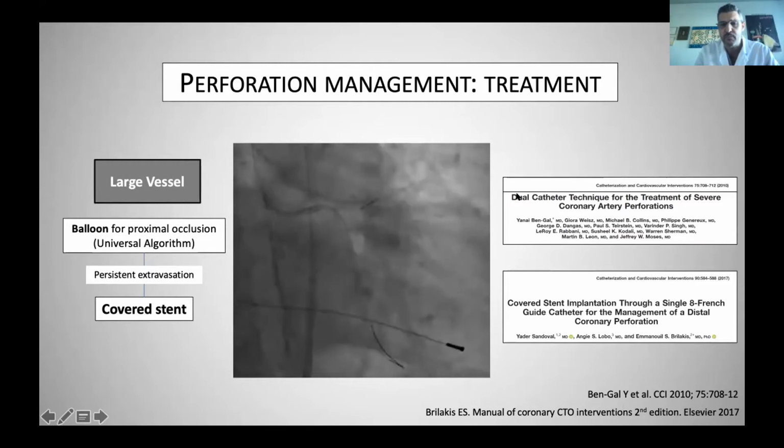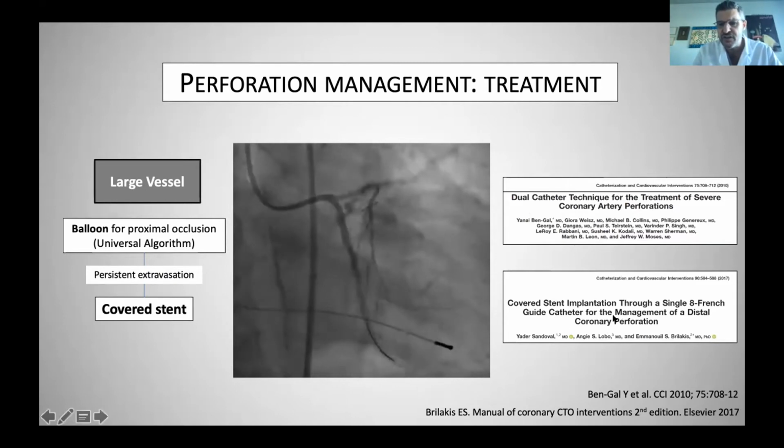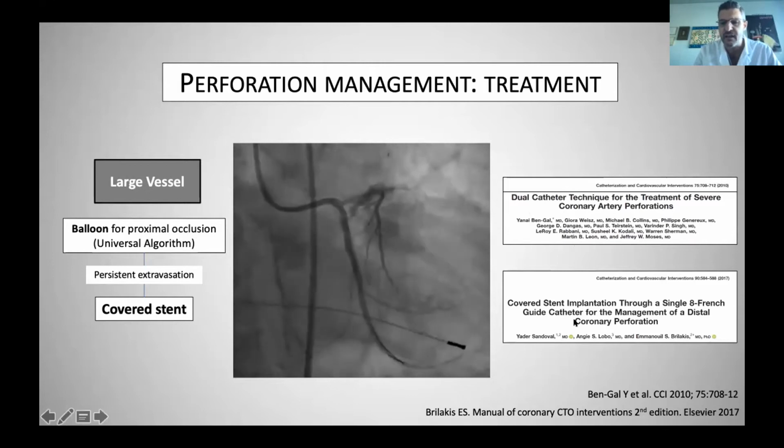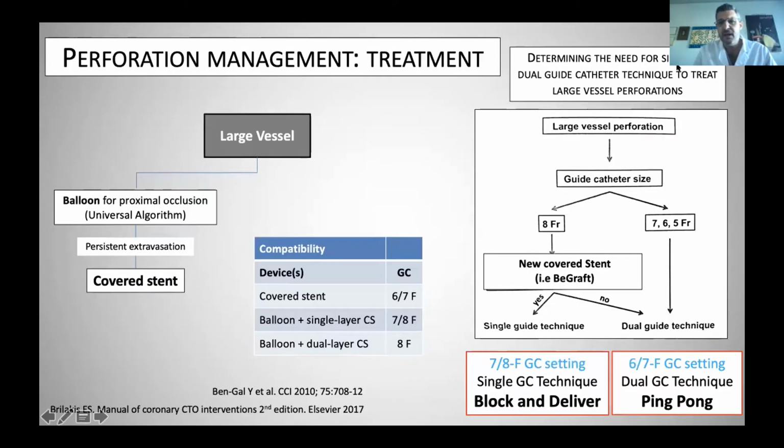To deliver the covered stent, basically we have two different techniques. The standard technique, also the most widely adopted, is called the dual catheter technique. But at the same time, recently the single guide catheter technique has been described by Manos Brilakis to solve this kind of perforation. But the need for a single or dual guide catheter technique is also related to the guide catheter size that we are using. So if we start with a 5, 6, or 7 French, this is a situation in which we should use the dual guide catheter technique.